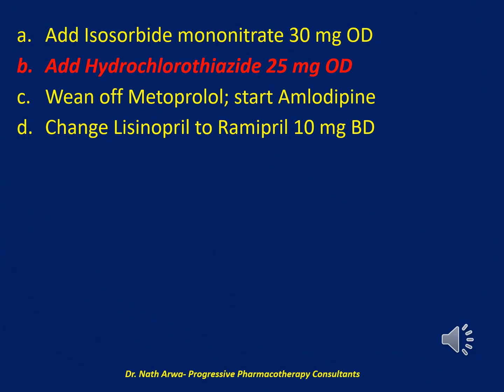And the correct answer is B. Add hydrochlorothiazide 25 mg orally once daily in the morning. This patient's blood pressure goal should ideally be less than 130 systolic and 80 diastolic, according to the most recent guidelines from both the American Heart Association and the American Diabetes Association. Changing from lisinopril to ramipril would not be expected to provide the additional blood pressure lowering effect needed to achieve his goal blood pressure. That makes answer D incorrect.